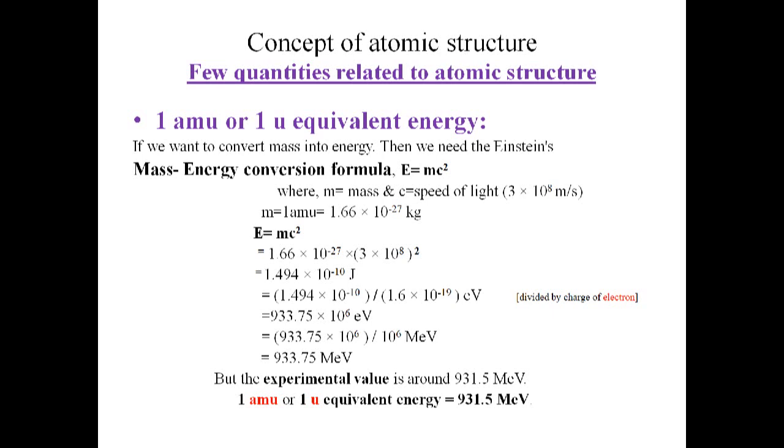We can see here the final value, 933.75 mega electron volt. That's the equivalent energy of one atomic mass unit, and it's our theoretical or calculated value, but the experimental value is 931.5 mega electron volt. Then we can write that one atomic mass unit, or 1 U, has an equivalent energy of 931.5 mega electron volt.